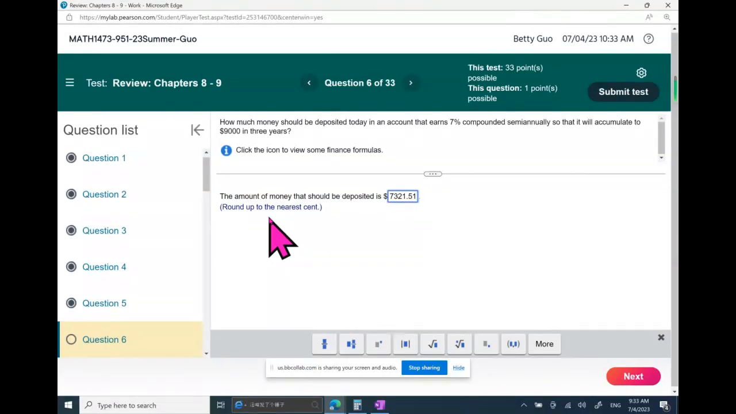Okay. Before we submit, let me use the formula to double check one more time. So 9,000 divided by, denominator is going to be 1 plus parentheses 0.07 divided by 2. Close the annual interest rate, close the compounding factor, and to the power of twice a year for 3 years, 6.